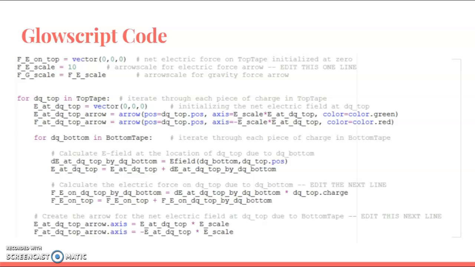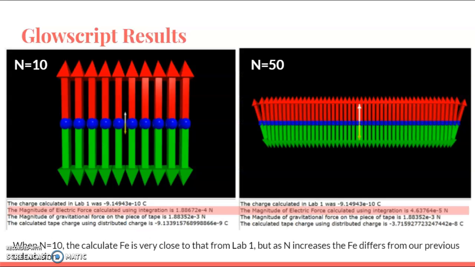Now, this is just a portion of the GlowScript code. I will link the rest of it down below, but I just wanted to highlight, as you can see here, I broke each piece of tape into multiple pieces and then iterated through calculating the electric field and the electric force on each small piece, and then summed them up at the end in order to calculate the total electric field and force and charge.